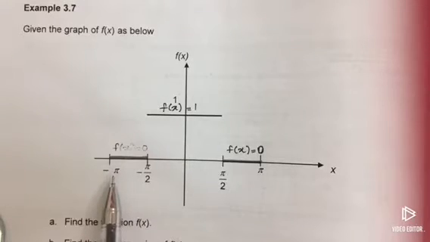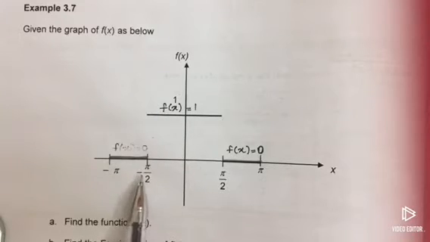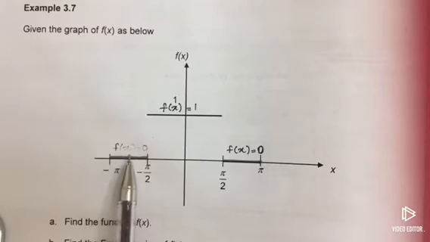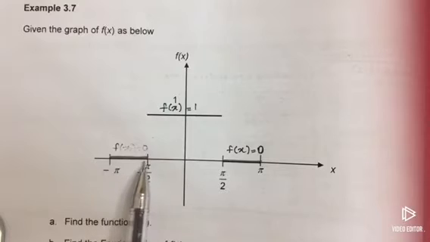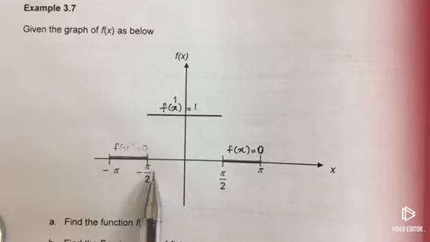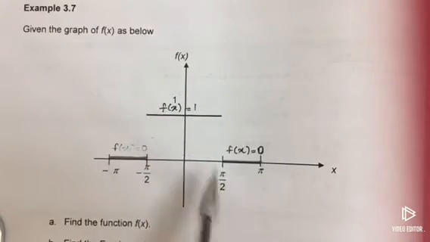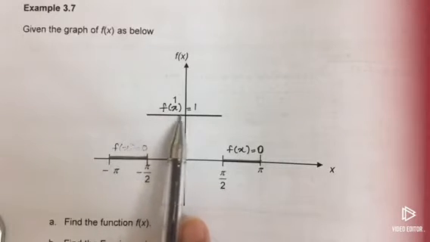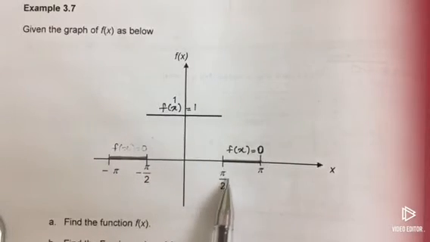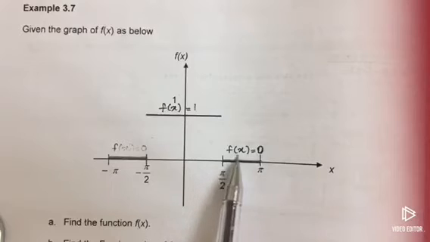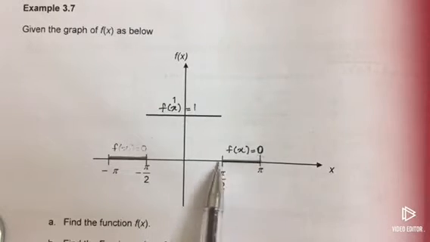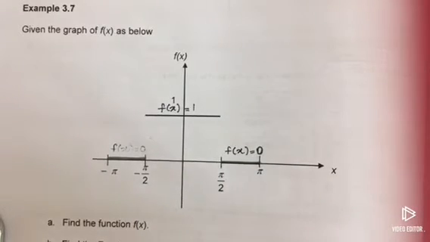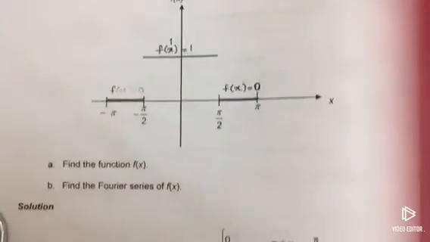On the first interval, from negative pi to negative pi over 2, f(x) equals 0. From the interval negative pi over 2 to pi over 2, f(x) equals 1. From pi over 2 to pi, f(x) equals 0. So we get the piecewise function.